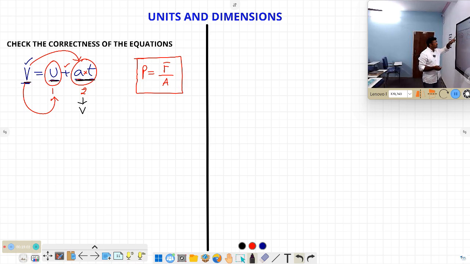Only then can you add them. That means you can add number to number, but you cannot add a number to an alphabet. 1 plus 1, you can add, 1 plus 2, you can add, 1 plus 10, you can add, but you cannot add 1 plus C.